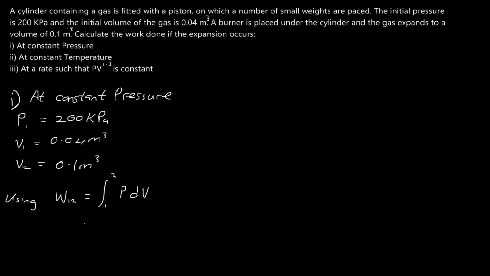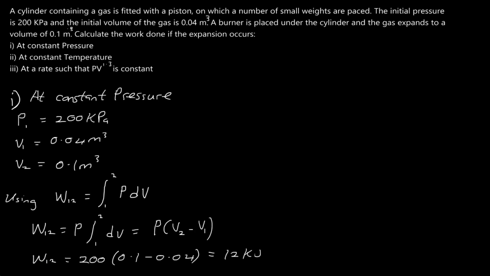So at constant pressure, P is constant, and we can factorize it from the integral. So we're left with the integral of dV from 1 to 2. And this gives us P into V2 minus V1. So substituting our known values into this, we get 12 kilojoules as our work done during this process.